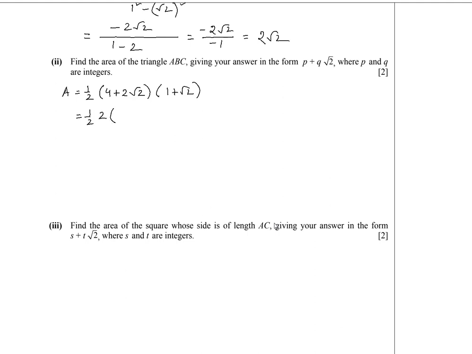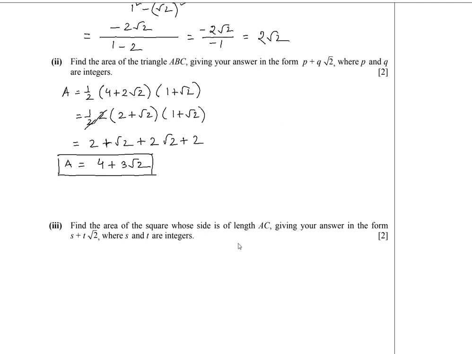Now if we take 2 common from the first pair, we get 2 plus root 2 inside the bracket, followed by 1 plus root 2. Now 2 divided by 2, in the next line we can write 2 plus root 2 plus 2 root 2 plus 2, which can be written as 4 plus 3 root 2. So the area of the triangle is 4 plus 3 root 2.